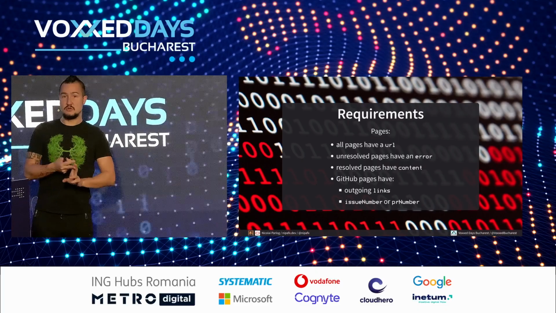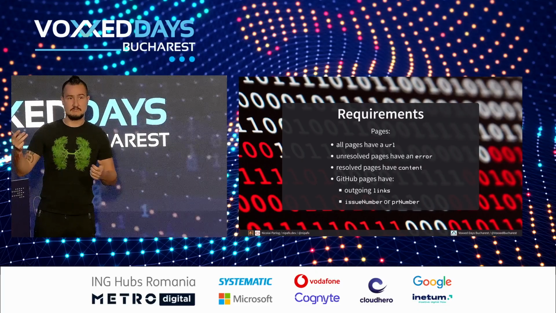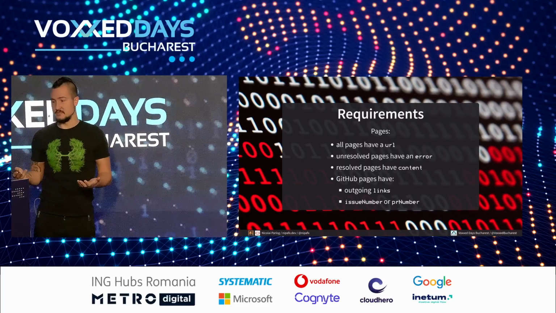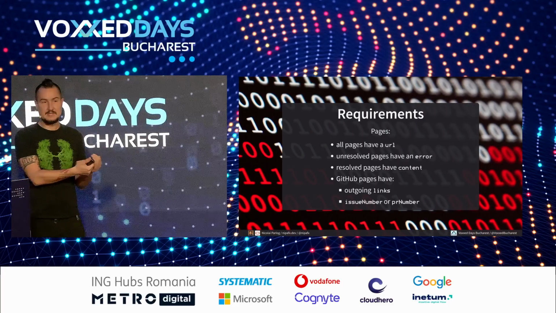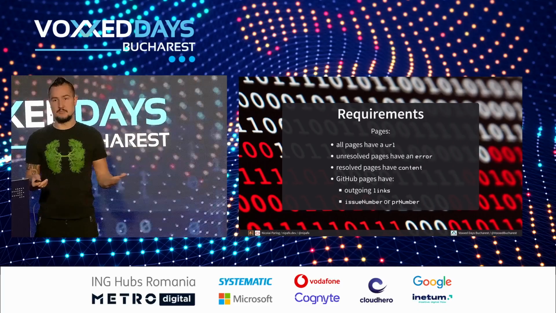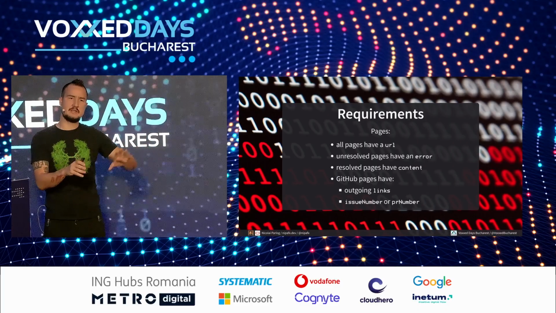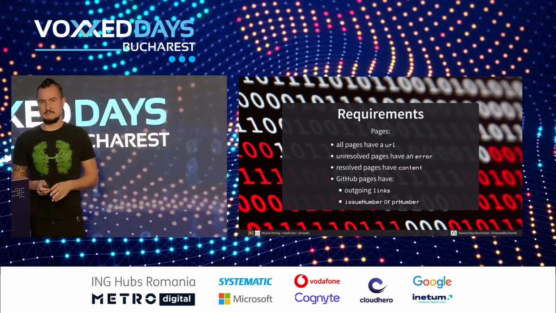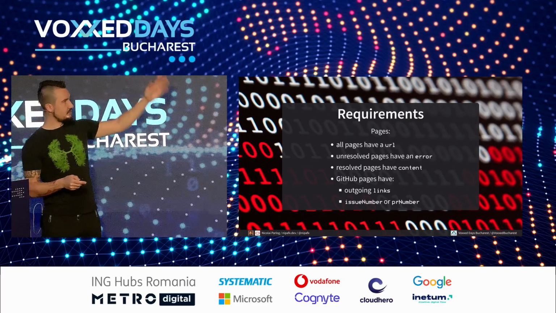If the page was not resolved, it has an error. If it was resolved, it has some kind of content. And if it turned out to be a GitHub page, it has a collection of outgoing links and has an issue number or pull request number. We're going to pretend for a second that GitHub has only those 2 kinds of pages. Right, so that's the requirement for the page.